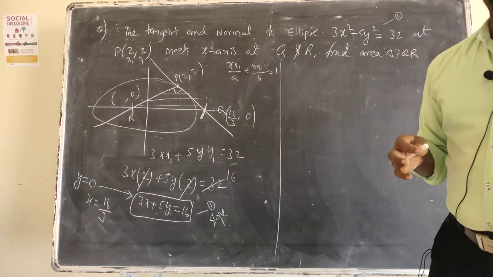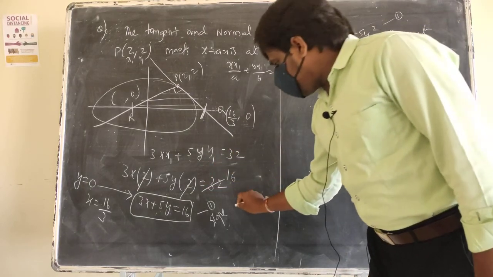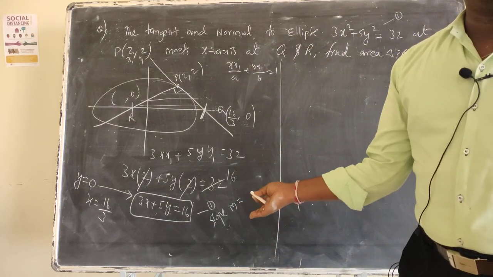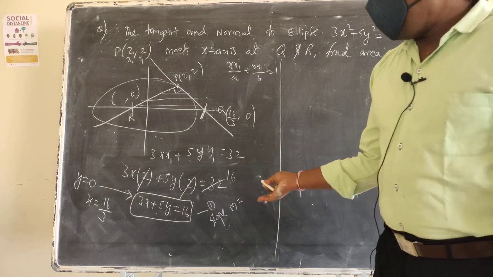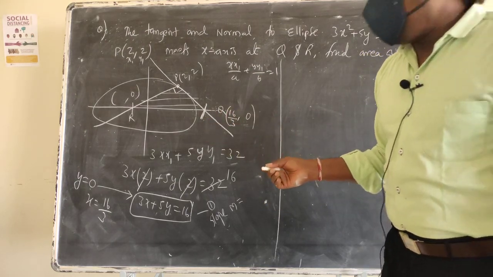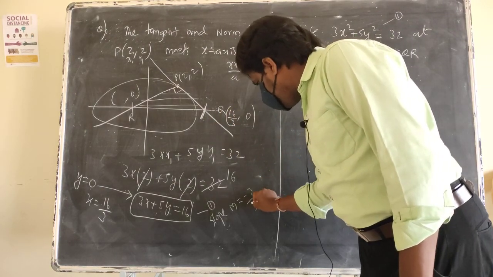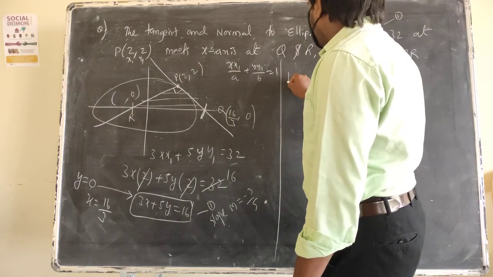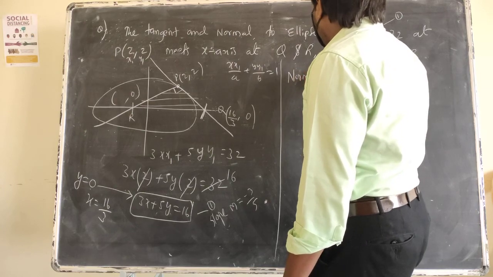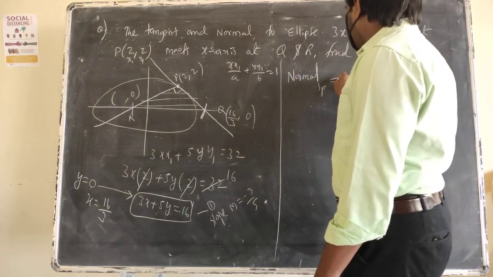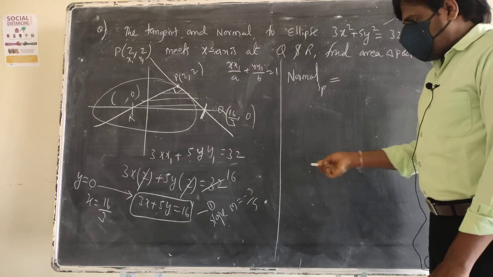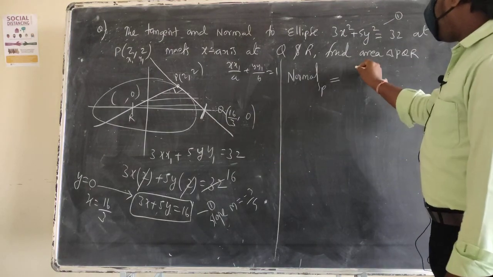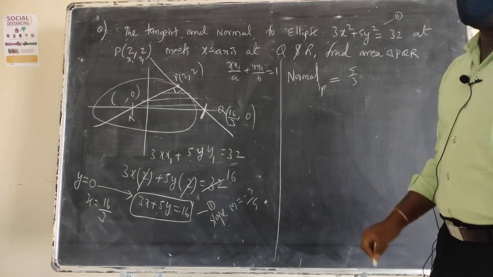What is the slope of this tangent? Slope of the tangent m is equal to what? Minus x coefficient by y coefficient. Minus 3 by 5. Tangent slope is minus 3 by 5. Then what is the normal slope? It is reverse, no? With opposite sign. 5 by 3, with opposite sign and reversed.